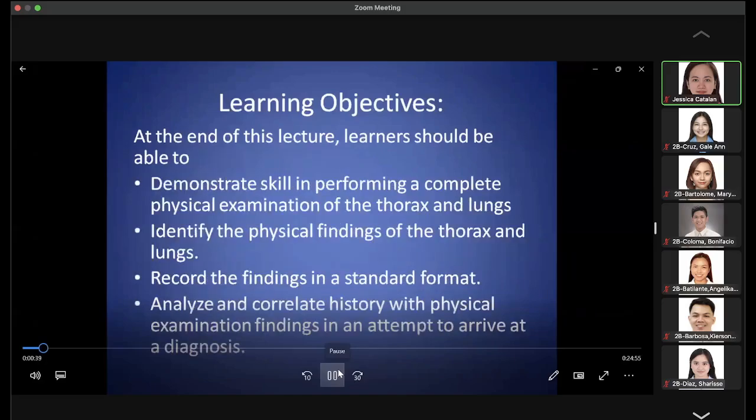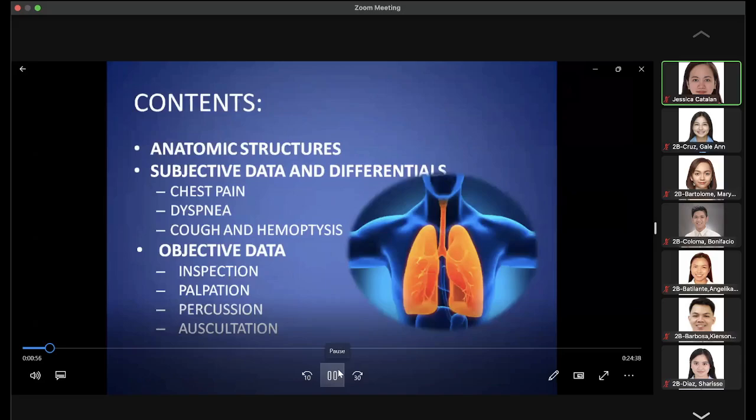At the end of this lecture, you should be able to demonstrate skill in performing a complete physical examination, identify the physical findings, record the findings in a standard format, and analyze and correlate history with your physical exam findings.